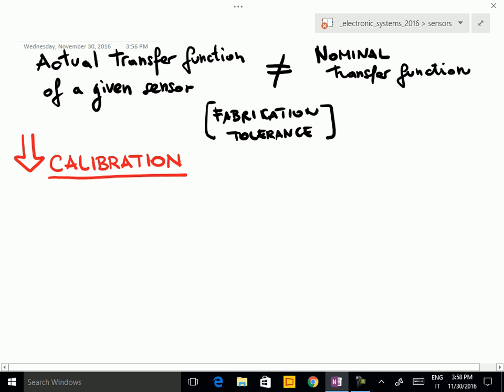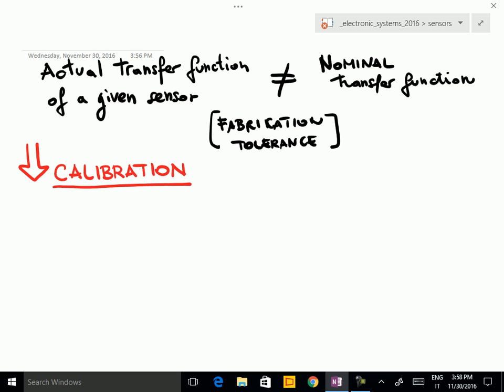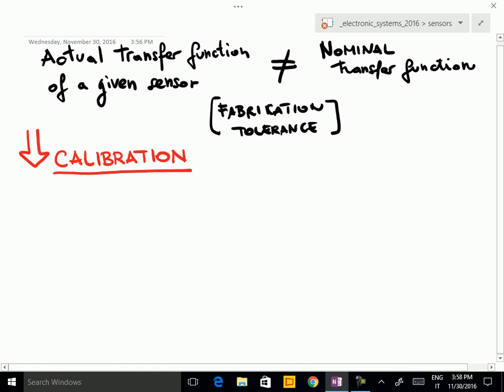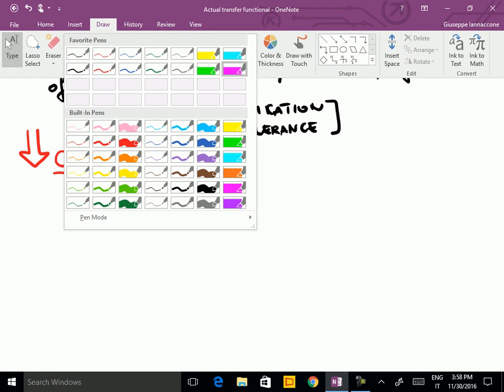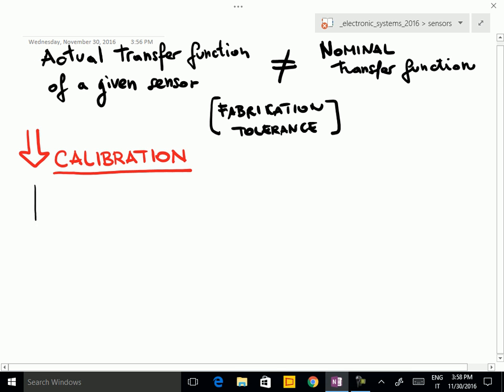By calibration, we mean the procedure which allows us to reduce the differences between the actual transfer function and the nominal transfer function. It's better to stress the fact that we can only reduce the differences, because it's very unlikely to be able to perform a perfect calibration.